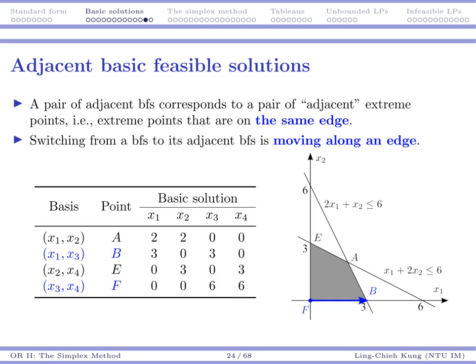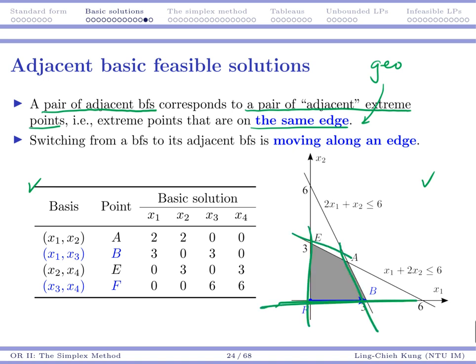Okay, so let's see a graph. The example is here. This is the graph we just mentioned to you. And this is the set of basic solutions or basic feasible solutions. A pair of adjacent basic feasible solutions corresponds to a pair of adjacent extreme points. That means they are on the same edge. Being on the same edge is a geometrically determined property.